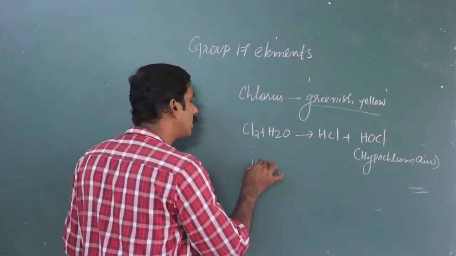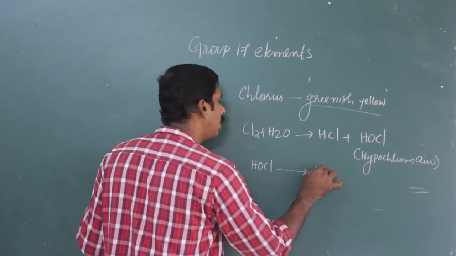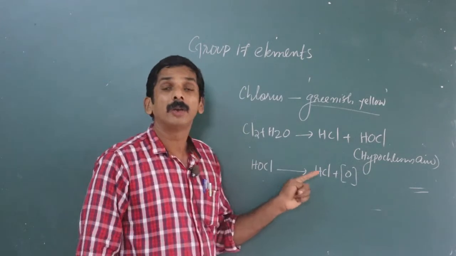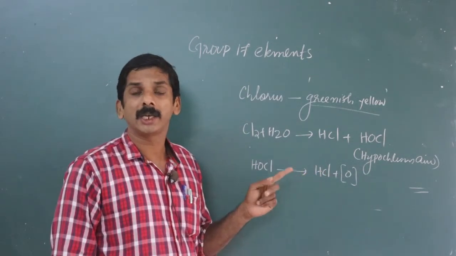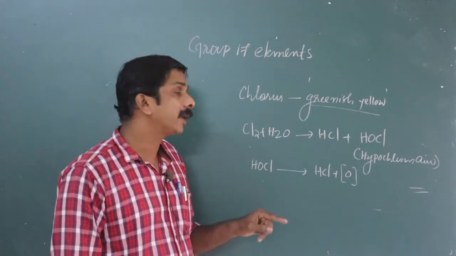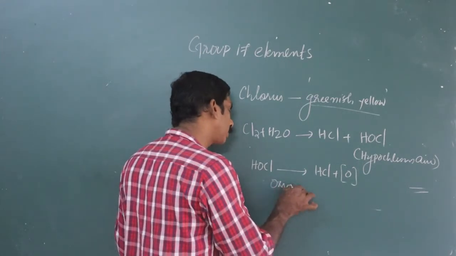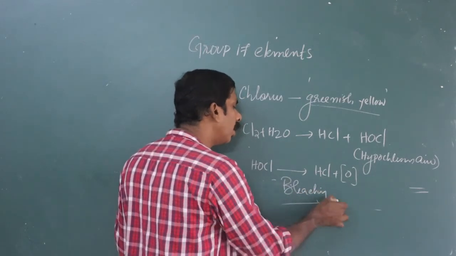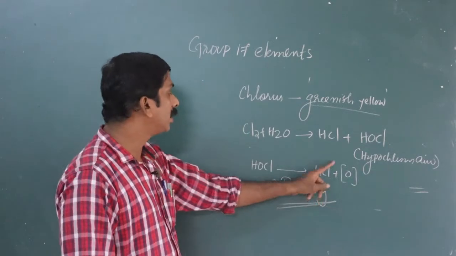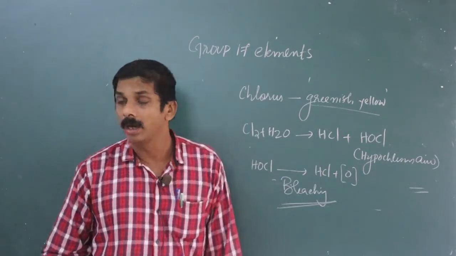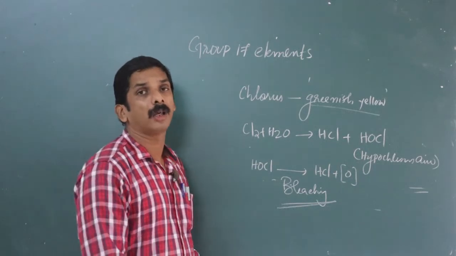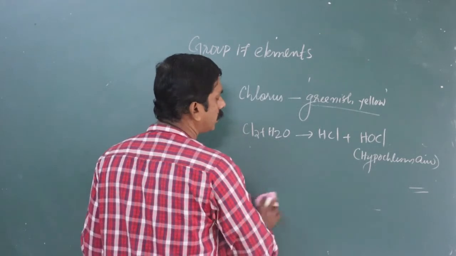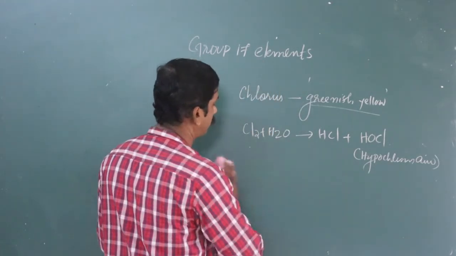Due to the presence of hypochlorous acid, it decomposes to give HCl plus O. Due to the liberation of this nascent oxygen, chlorine acts as an oxidizing as well as a bleaching agent. This nascent oxygen reacts with a colored compound and gives a colorless one. Chlorine can also act as a reducing agent.